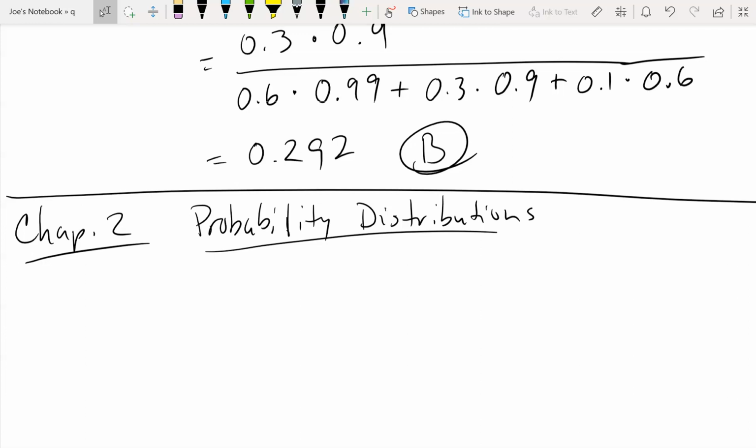In particular, what we're going to do is start with the fundamentals of probability distributions and then, find my pen. Where'd it go?